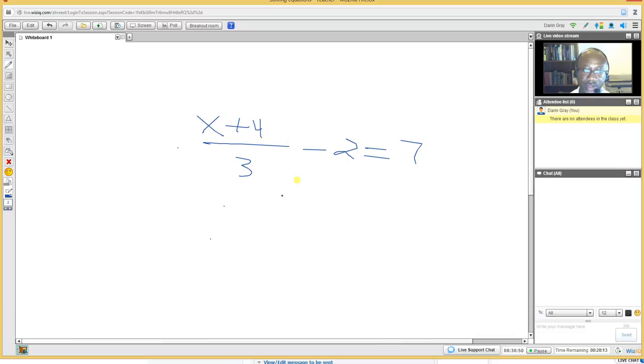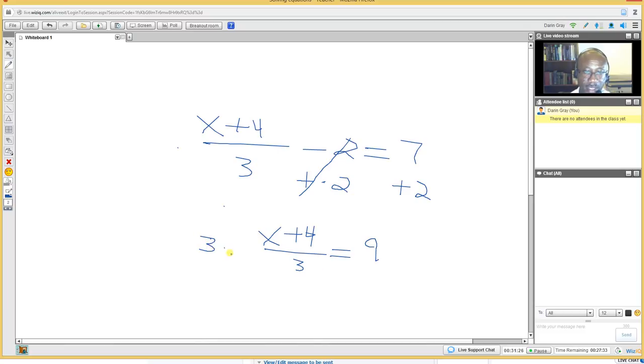So what we can do is let's handle this. Add 2 here, add 2 here. And the question you want to ask yourself is, can I move it without affecting the other values on the same side? And we can do that. So this goes away. We end up with this, x plus 4 over 3 equals 9. So we have a fraction, or it's x plus 4 divided by 3.